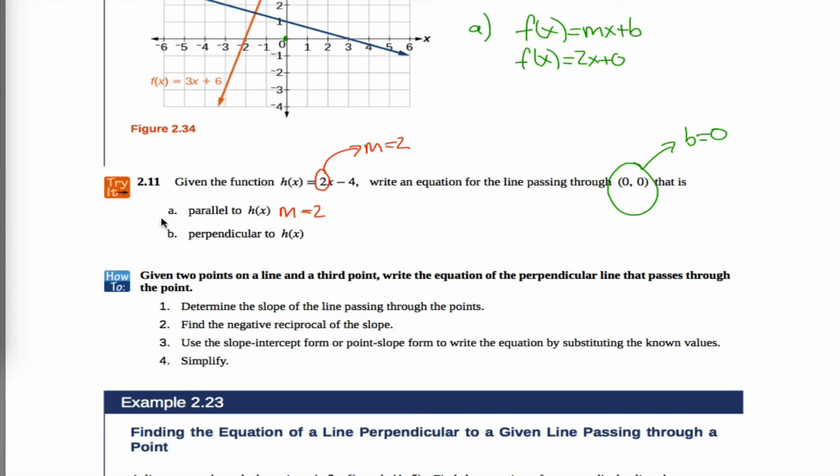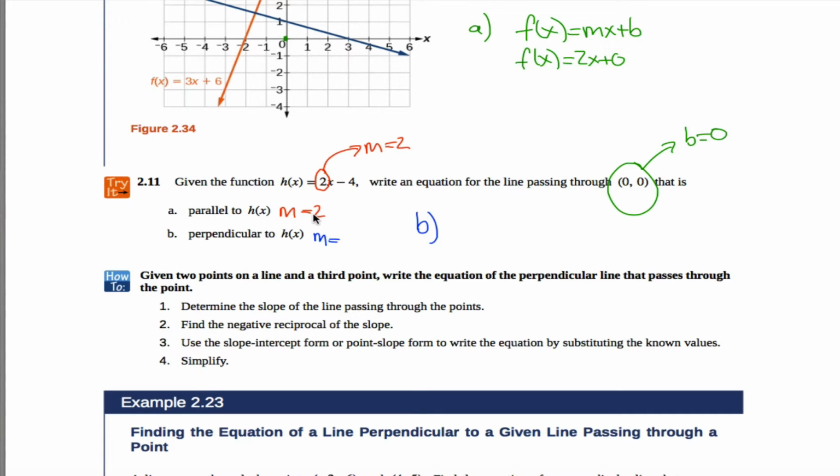Part B is similar. I still have b equals 0 because it still goes through this point right here, but what's different is the slope. The slope is no longer 2. The slope is the slope of the line that's perpendicular to a line that has a slope of 2. And what you need to know is that perpendicular lines have slopes that are negative reciprocals, which sounds a lot harder than it is. It's just saying change the sign of this slope. It used to be 2, now it's negative 2. Oh, and then flip it upside down.